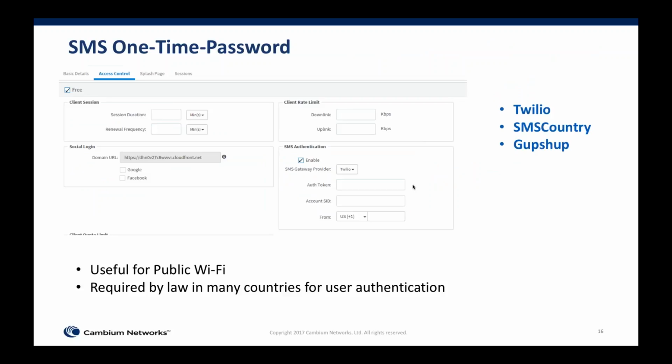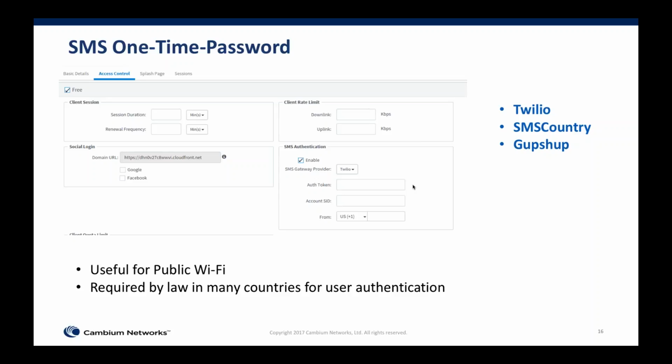One of the other major improvements that we've made is something that is often a legal requirement in many countries around the world. This is the ability to authenticate users using their cell phone number. So if you're, for example, in a cafe or coffee shop and you want to offer public Wi-Fi, in many countries, because of implications around security, the laws require you to authenticate users over a cell phone.